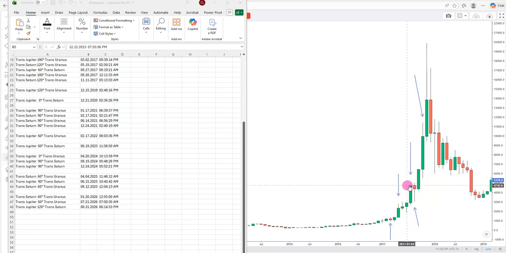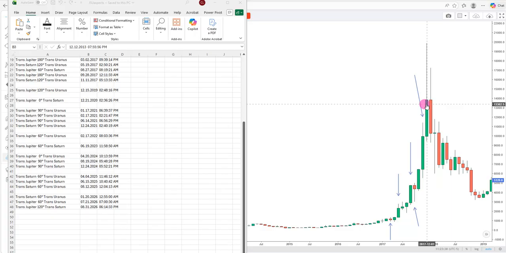So we've got the high close in August. We got pushed back down. Then the September opposition came, flipped the market back up, and then in November we've got that trine, and then that was just before the top came in December.